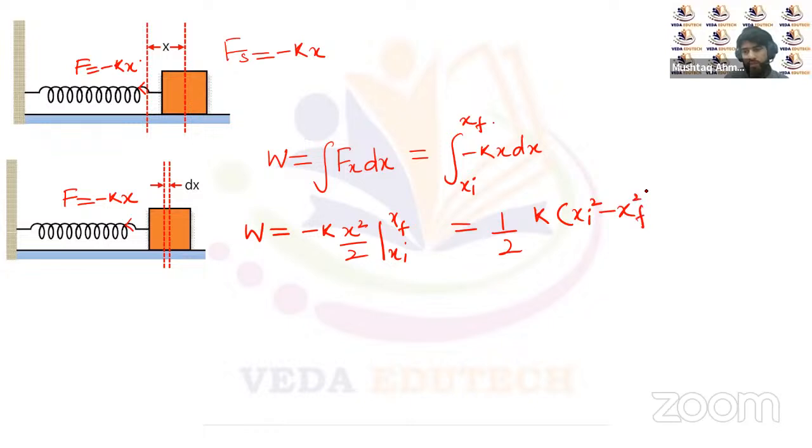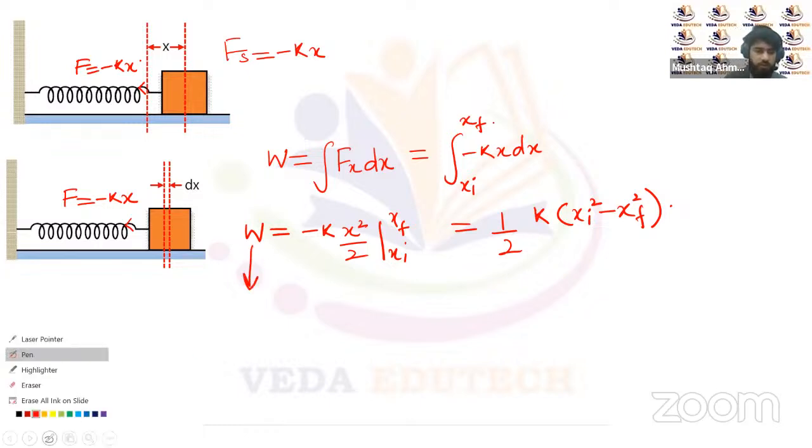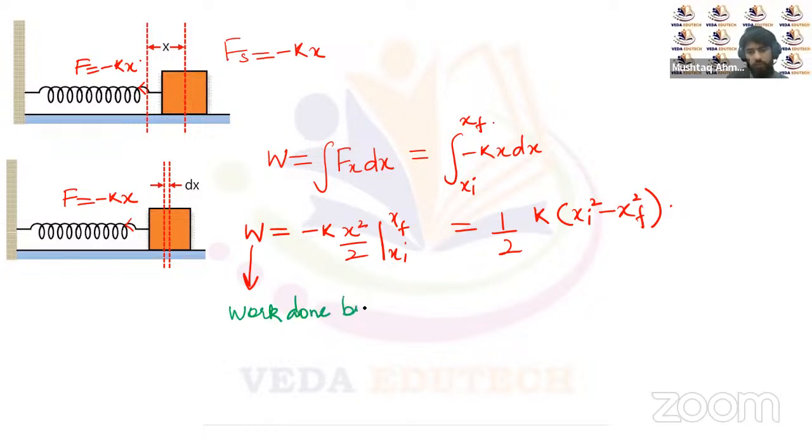So this will be the amount of work done in displacing a body from position x1 to x2 by the spring force. This is the work done by the spring force: half k (x initial square minus x final square).